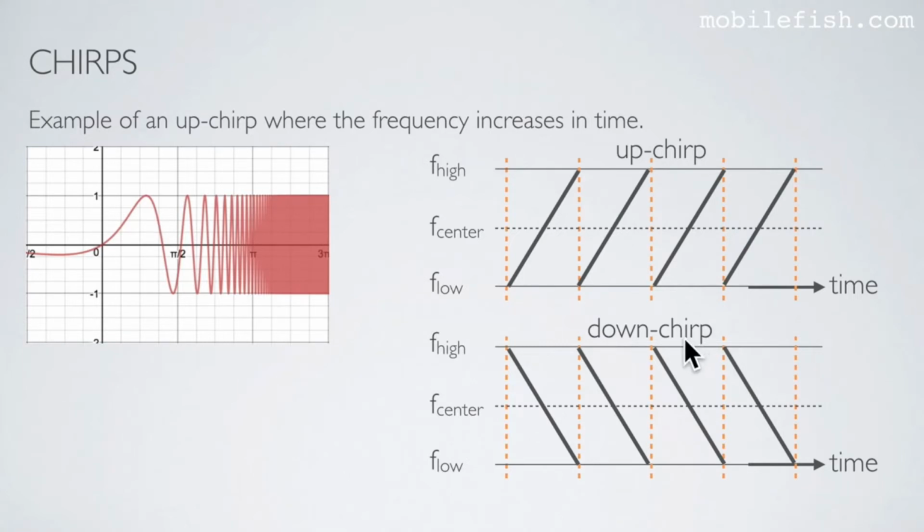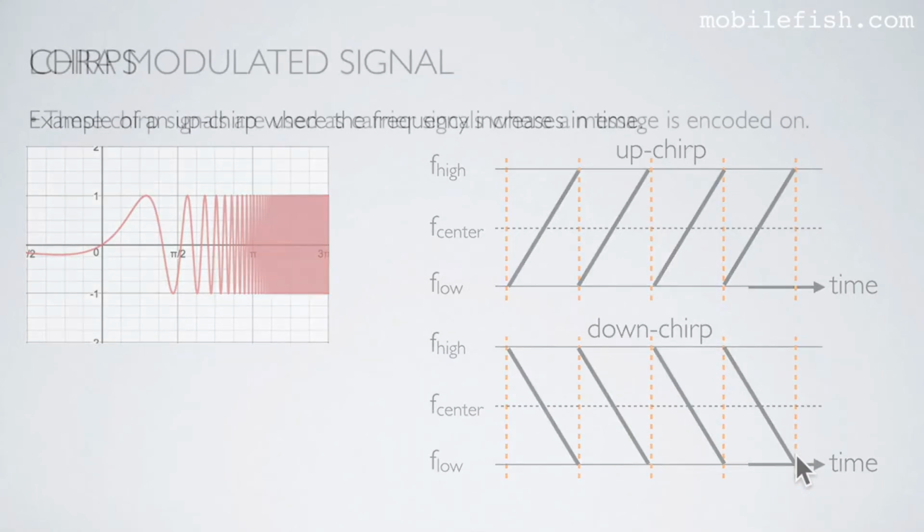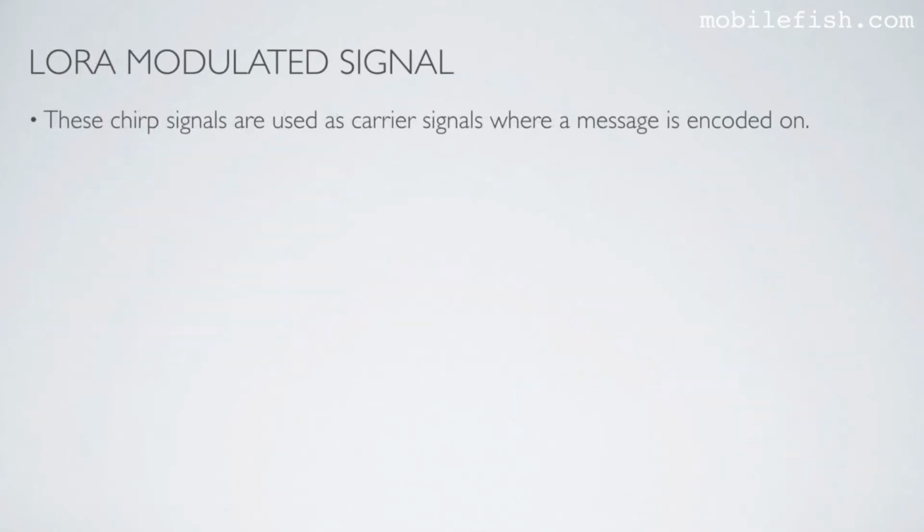The down chirp is the inverse of the up chirp. It starts with its highest frequency and the frequency decreases with time. And when the lowest frequency is reached, it jumps back to its highest frequency and the process starts all over again. These chirp signals are used as carrier signals where a message is encoded on.